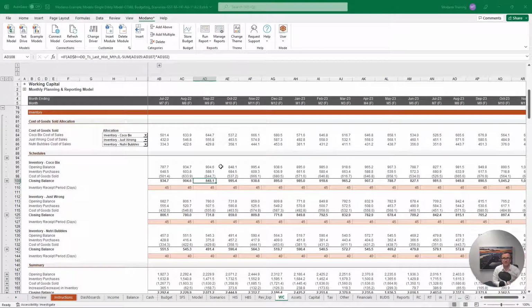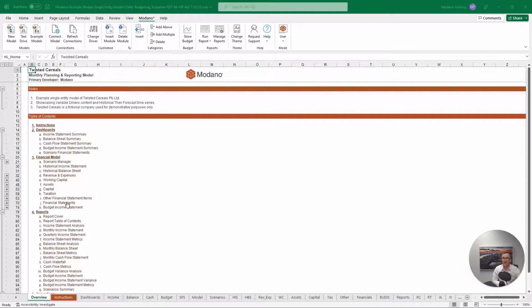Now, hopping back into our example, in the month of September 22, we can see that we had an opening balance of 904.6 and a closing balance of 848.1, with the difference between these being a downwards movement of 56.5. If we want to see the adjustment on the cash flow statement for the movement in our inventory balance of 56.5, as well as our closing balance on the balance sheet of 848.1, we can head back to our table of contents and then activate our financial statements.